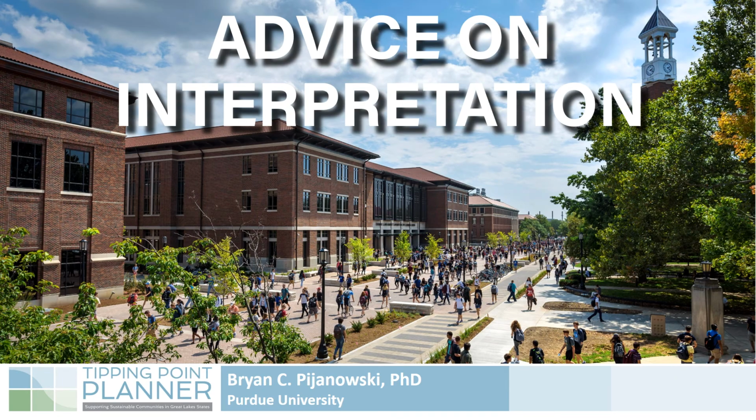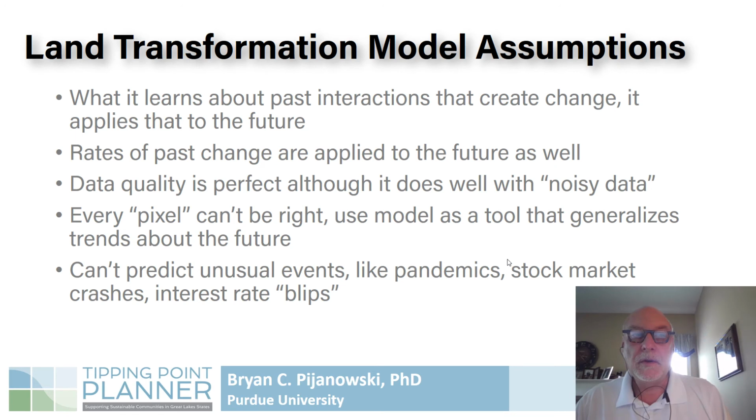So here are some thoughts on how to interpret the model, and really a summary of some of the model assumptions. First, what the model has learned about the past is what it knows only about the future. So it's learning from historical patterns, and the future is simply going to look very much like the past, which I think might be a reasonable assumption for most communities. Second, rates of past change are applied to the future as well. In other words, if your community saw 10 to 15% growth over the course of a decade, which is about average, then you will probably see that in the future as well.